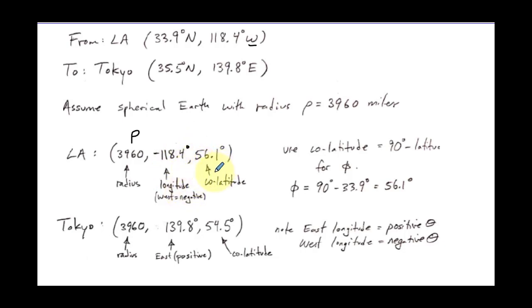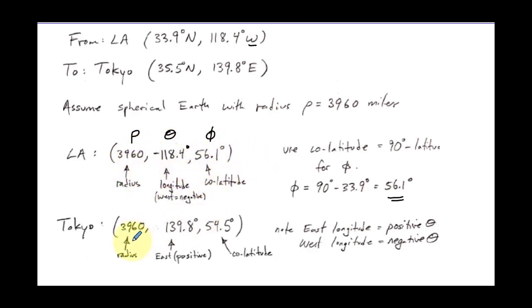And then the co-latitude is based on knowing the latitude for Los Angeles, and the latitude for Los Angeles was 33.9. So if I take 90 minus the 33.9, I get 56.1 as the phi, and this was theta. And those are the spherical coordinates for Los Angeles in three-dimensional space.